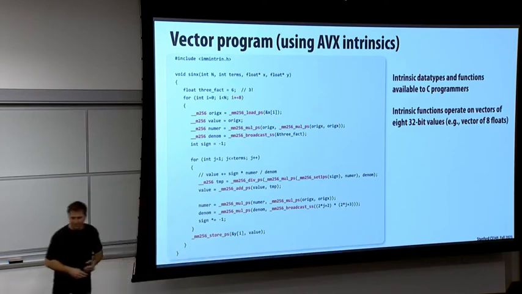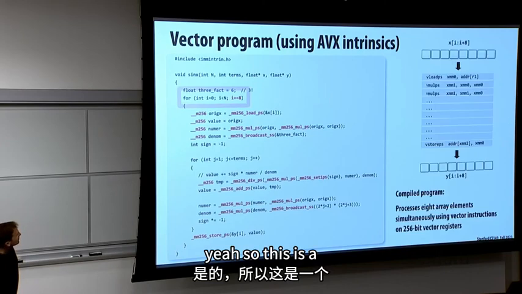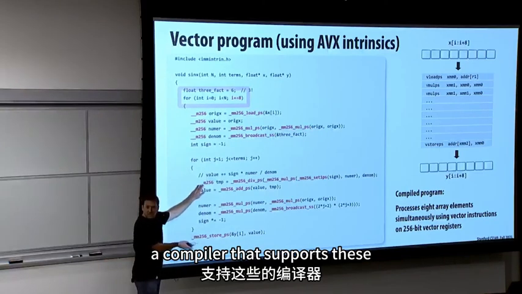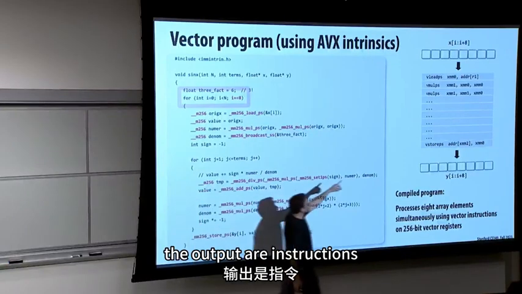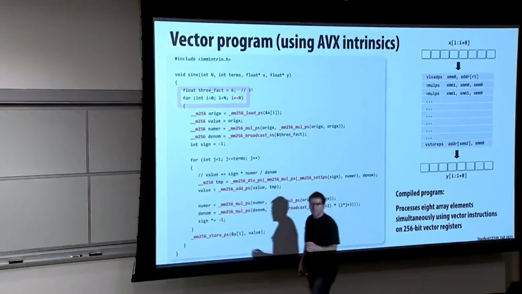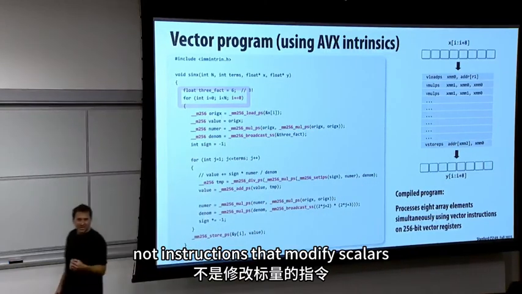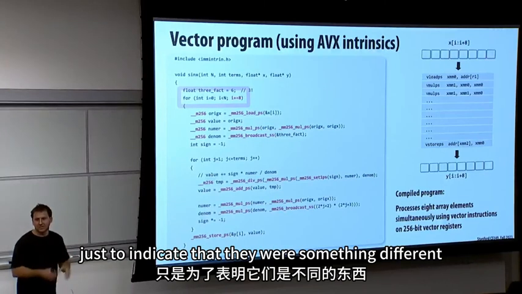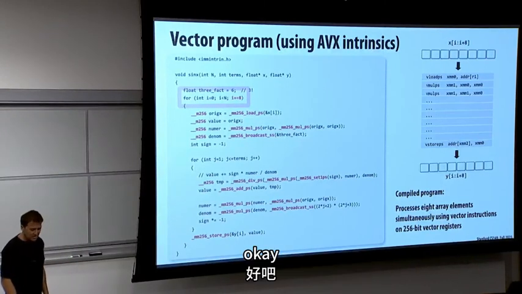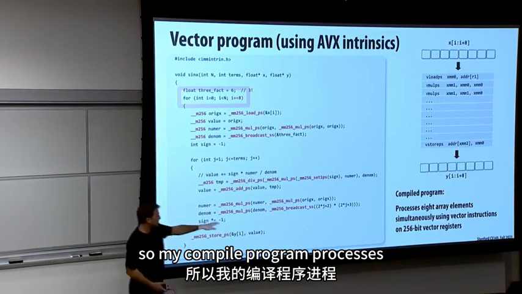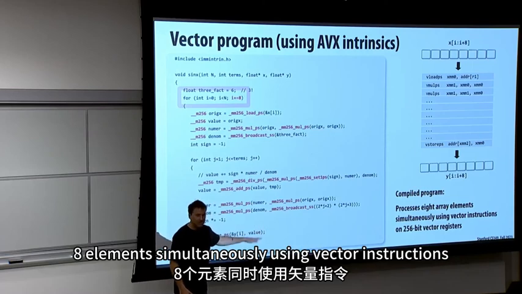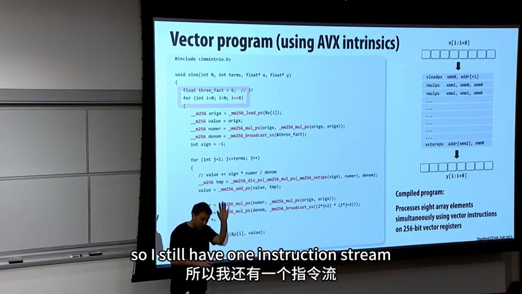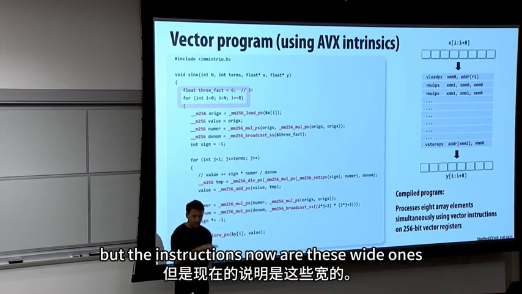So now when this program gets compiled by a compiler that supports these little macro functions, the output are instructions that modify vectors, not instructions that modify scalars. So you see the difference. I changed my R0s to these XMMs just to indicate that they were something different. So my compiled program processes 8 elements simultaneously using vector instructions with one instruction stream. So I still have one instruction stream, but the instructions now are these wide ones.